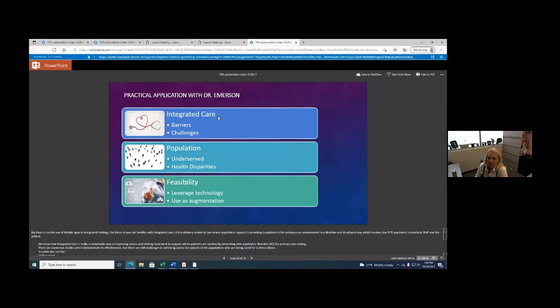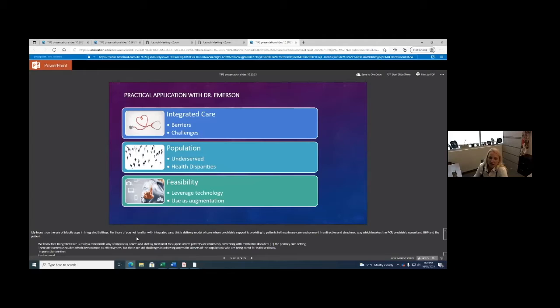So the field that I am working in is really the application of mobile apps in integrated care settings. For those of you not familiar with integrated care, this is a delivery model where psychiatric support is provided to patients in the primary care environment. I love it because it's very directive and structured, and it involves a team approach that incorporates the primary care provider, the psychiatric consultant, a behavioral health provider, and the patient.